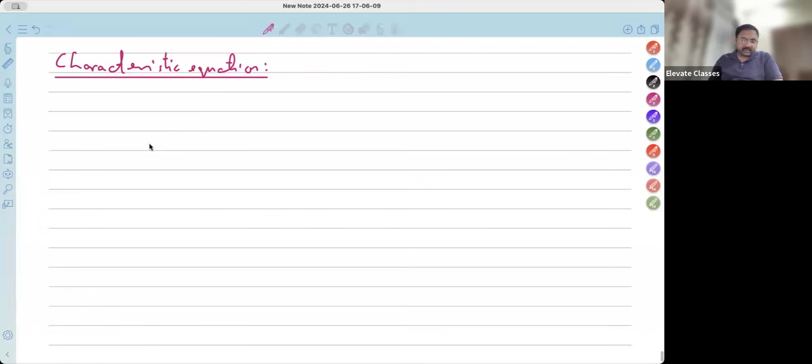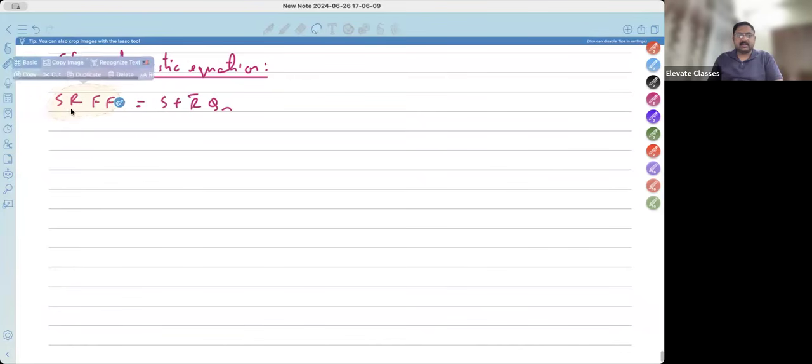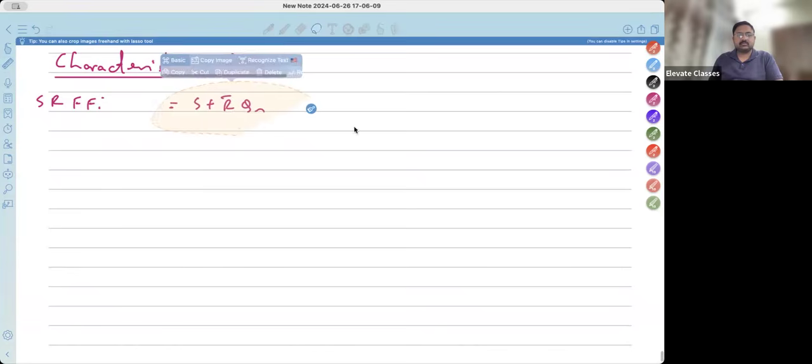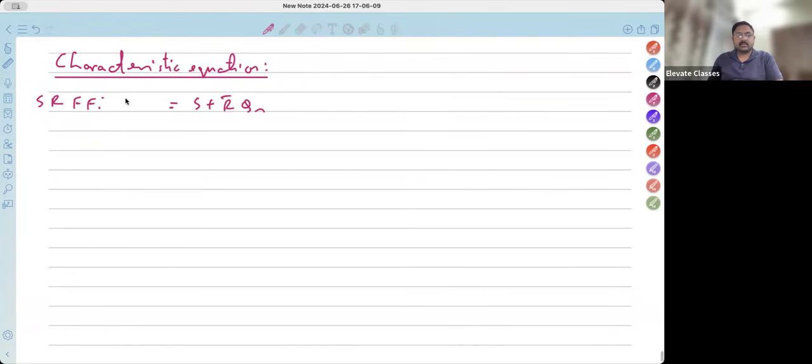Okay. What were the characteristic equations? First one is for the SR flip-flop. We may perhaps never use this in an exam, but still, what is the characteristic equation of an SR flip-flop? Qn plus 1 is equal to S plus R bar Qn.